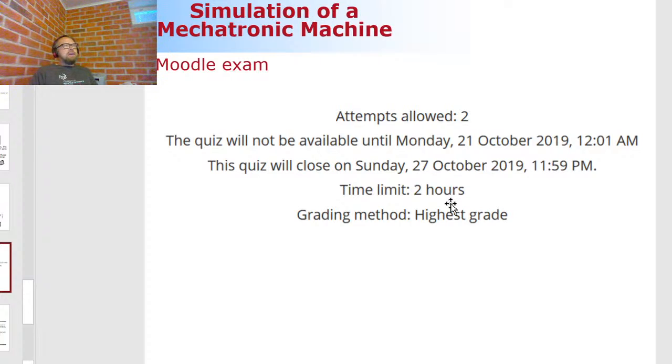Time to do the exam was 2 hours. We will modify this year to be 3 hours, because I got the complaints that 2 hours may not be long enough, because you want to check and double check that your answers are correct. And yeah, that's highly recommended. So the time limit will be 3 hours per attempt. Grading method, highest will account. Definitely, you should make 2 attempts.